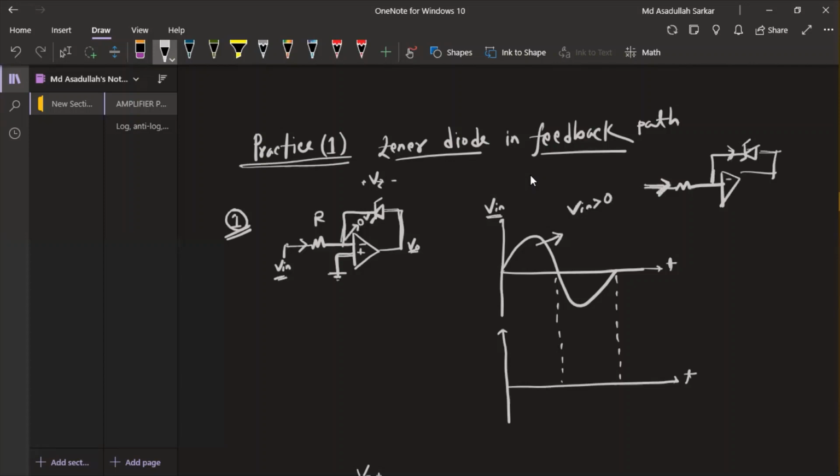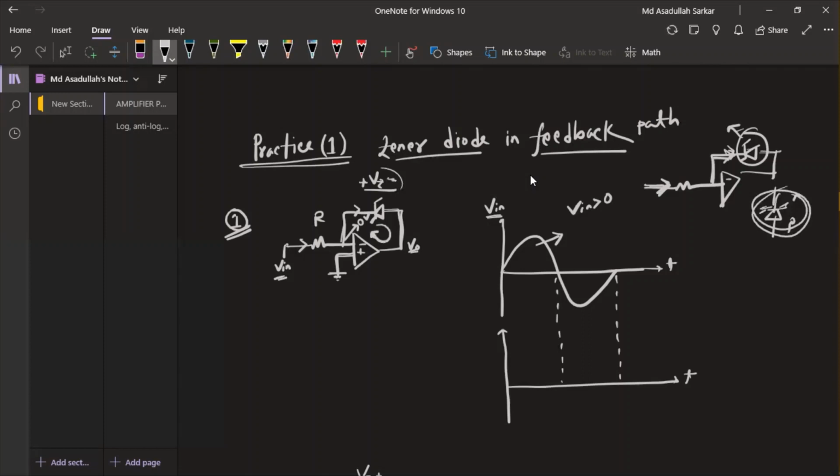If the current flows in this direction, then obviously this diode will operate in zener mode. Why? Because when current flows in a zener diode from the N side to the P side, it operates in zener mode. So the voltage Vz will appear across the diode, and V output will be the value of Vz.